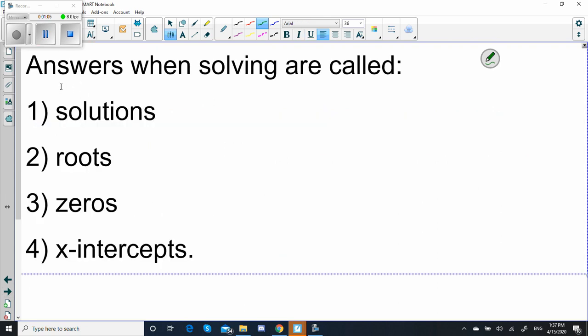So when we're coming up with answers for solving, there's lots of names for them. They call them solutions, roots, zeros, and x-intercepts. So we could call our answers today any of these.